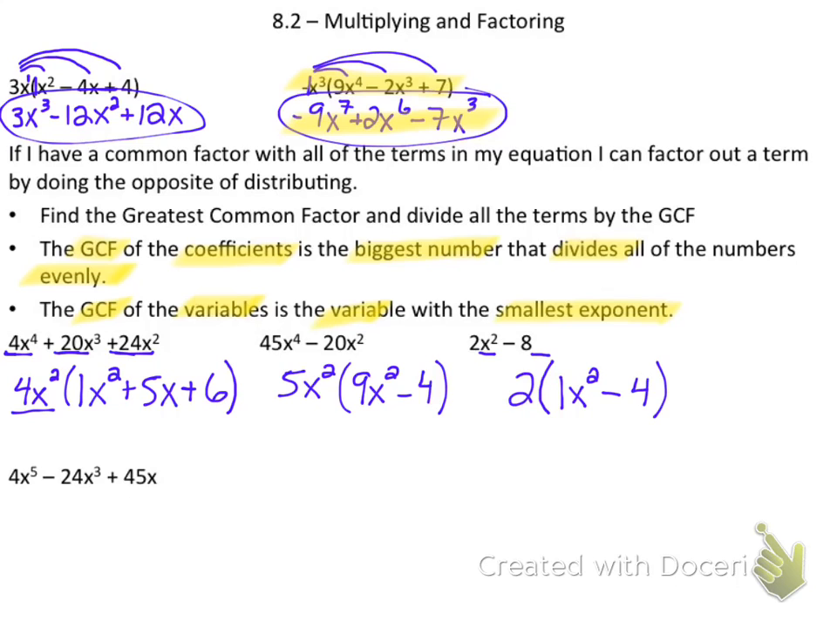And then this last one, look at my numbers, the biggest number that divides 4, 24, and 45 evenly, there's no number other than 1. Again, go through your list, try different things, but none of them are going to divide them all evenly. And I can't just do 2, it has to be all 3 terms. And so 1, and then my smallest exponent is going to be this x to the first, so 1x is going to be my GCF, divide each one of these terms. So I get 4x to the fourth minus 24x squared plus 45. And that's my answer in factored form.